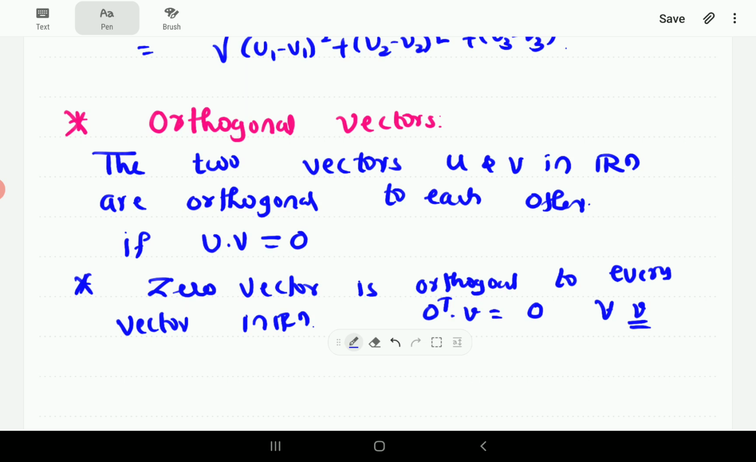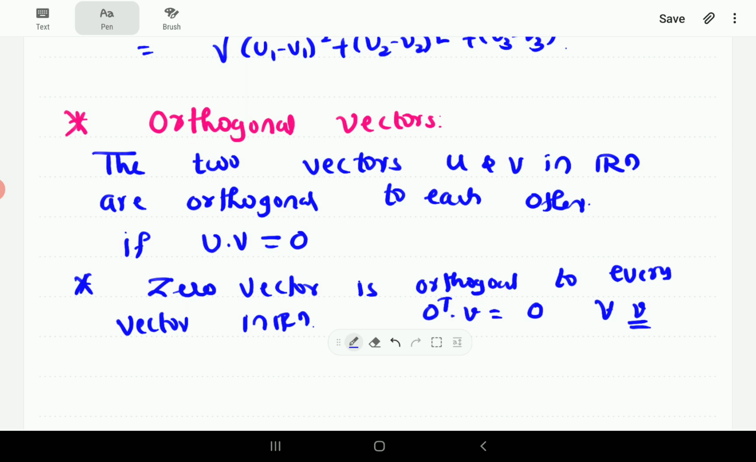So orthogonal in terms of the inner product: if the inner product of those two vectors is 0, then we say they are orthogonal vectors. It's very important to understand orthogonality in terms of the inner product.